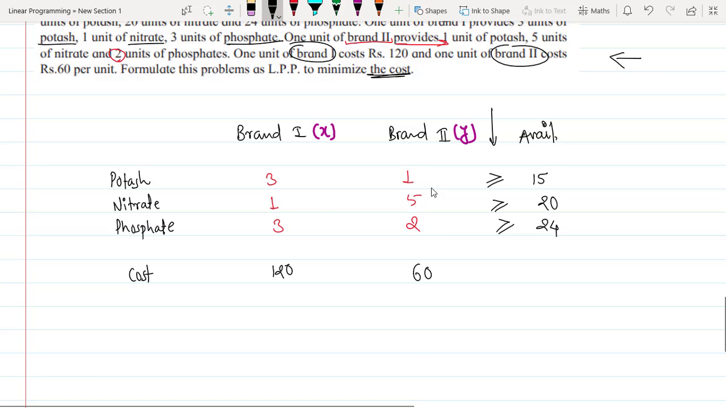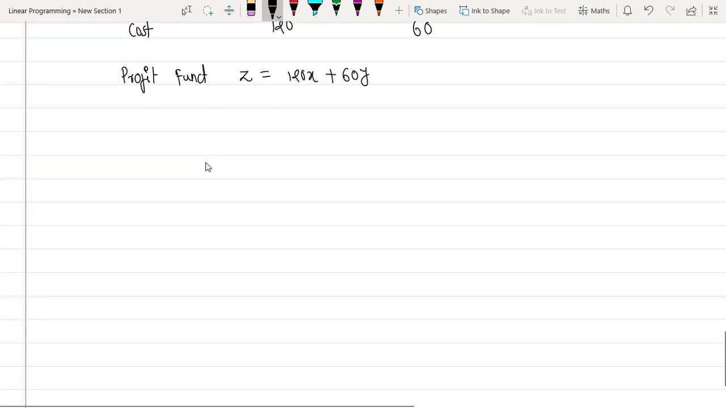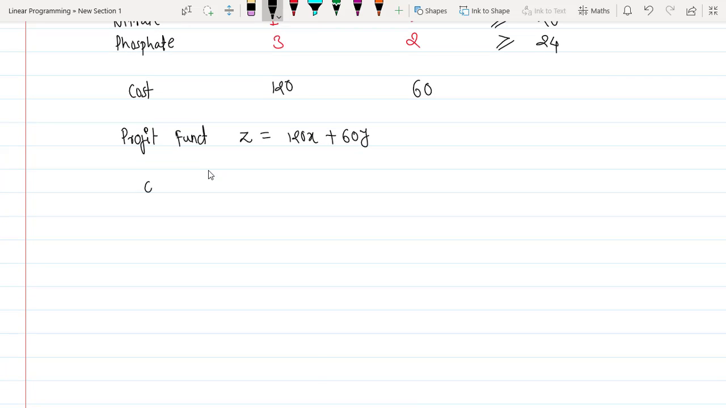Let's have the profit function. So the profit function will be what now? It is equals to z, which is equals to 120x plus 60y. This is my profit function. And what is your objective function? My objective is what? You want to make z maximum or minimum. I want to make z as minimum as possible because I am spending these many rupees. Okay, so I want to have the minimum of this z. So this becomes my objective function.